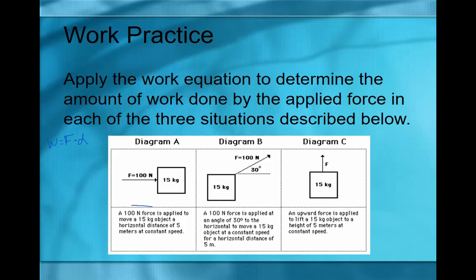And we have our force listed right here. Now we need to find the distance. Oh, we've got 5 meters right here. So work is equal to 100 newtons times 5 meters. There's your newton meter, which is going to be a joule. So in this case, work is equal to 500 joules.